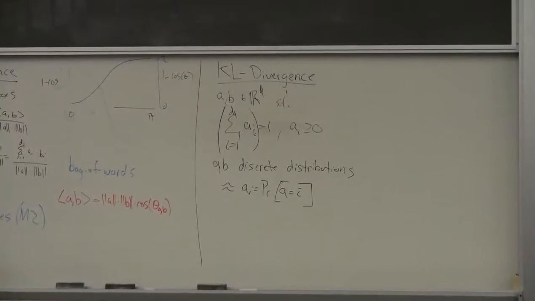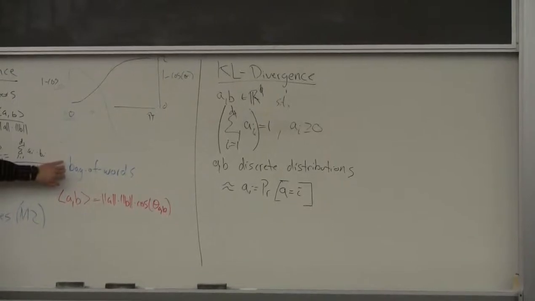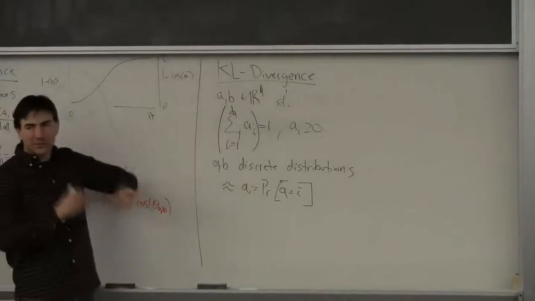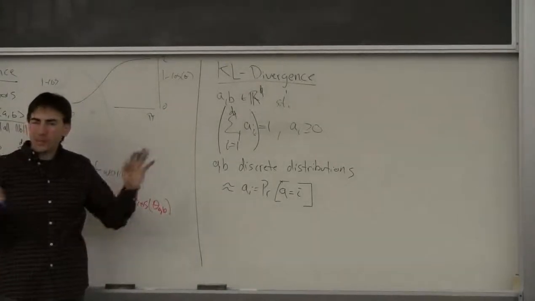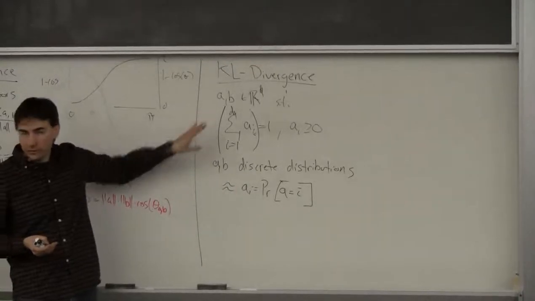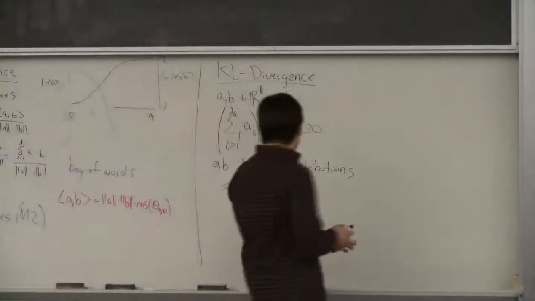So you could again use this, and this is also used for bag of words models. And if you know of this technique called LDA in natural language processing, it's basically building a topic model that's minimizing some form of this KL divergence. Okay. So how is this defined?